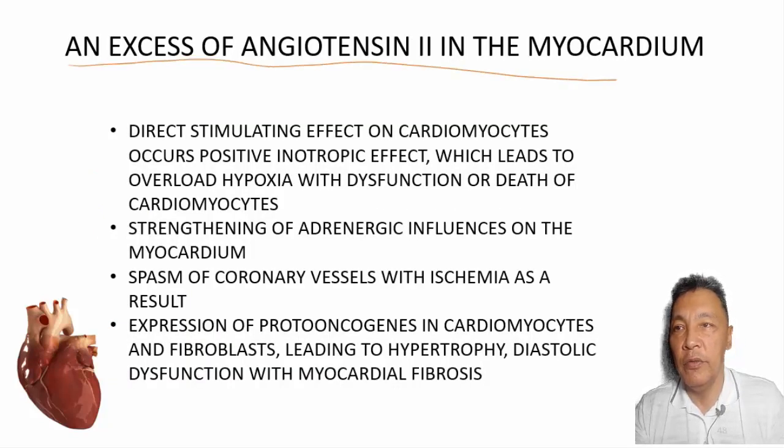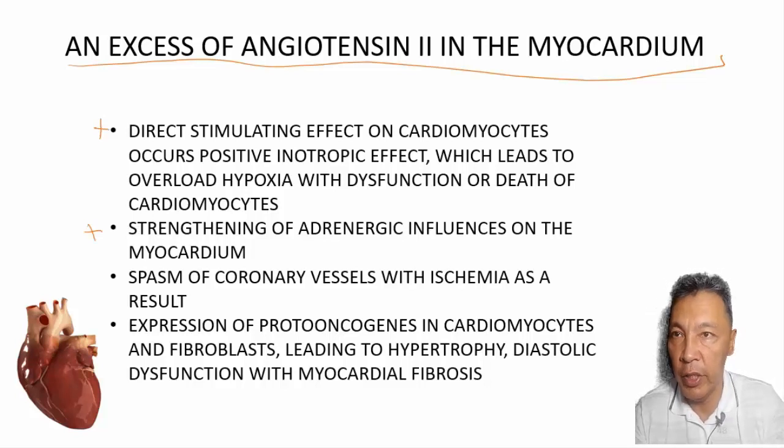An excess of angiotensin II in the myocardium causes a direct stimulating effect on cardiomyocytes, a positive inotropic effect occurs, which leads to overload and hypoxia with dysfunction or death of cardiomyocytes, strengthening of adrenergic insufficiency of the myocardium, spasm of coronary vessels with ischemia, and as a result, stimulation of proto-oncogenes of cardiomyocytes and fibroblasts, leading to hypertrophy and diastolic dysfunction with myocardial fibrosis.